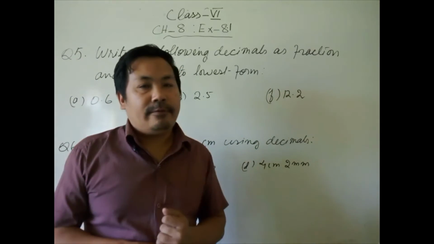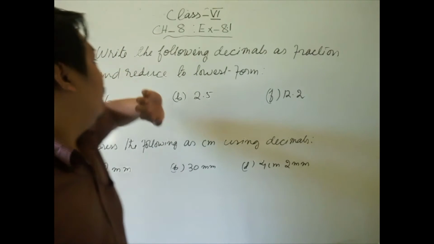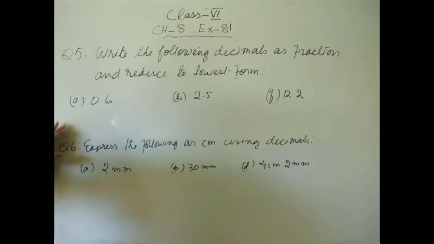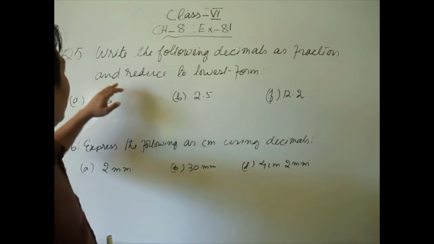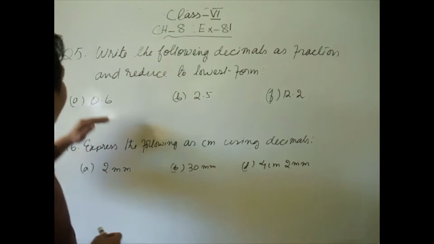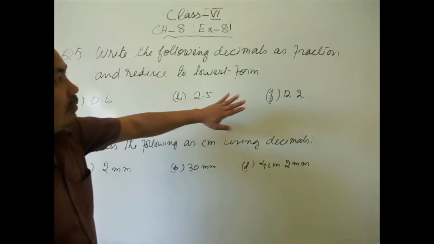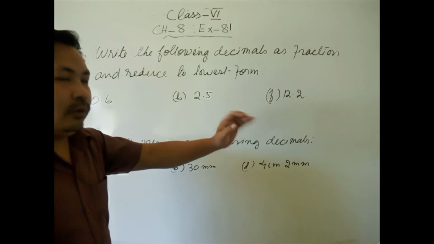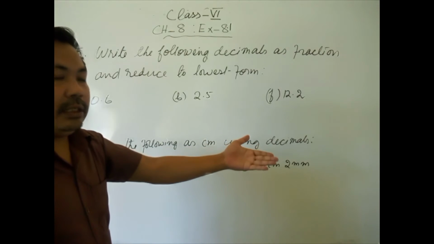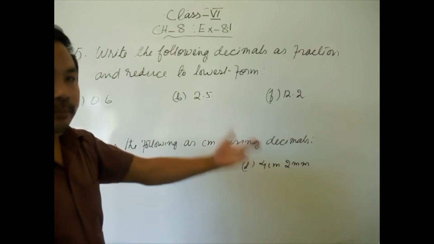Now we have question number 5 of this exercise 8.1. So question number 5 and 6 now. Write the following decimals as fractions and reduce to the lowest form. So we have to write the decimal in terms of fractional numbers, and the fractional number, if possible, we have to change it into the lowest form or simplest form.